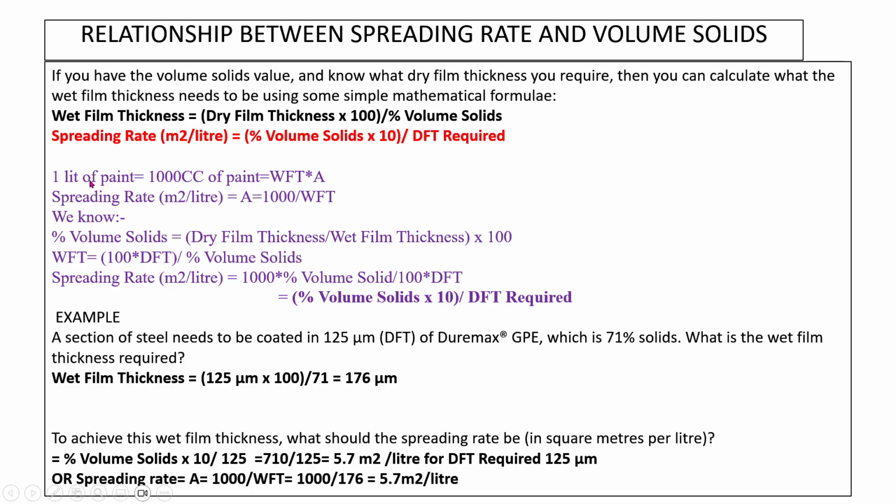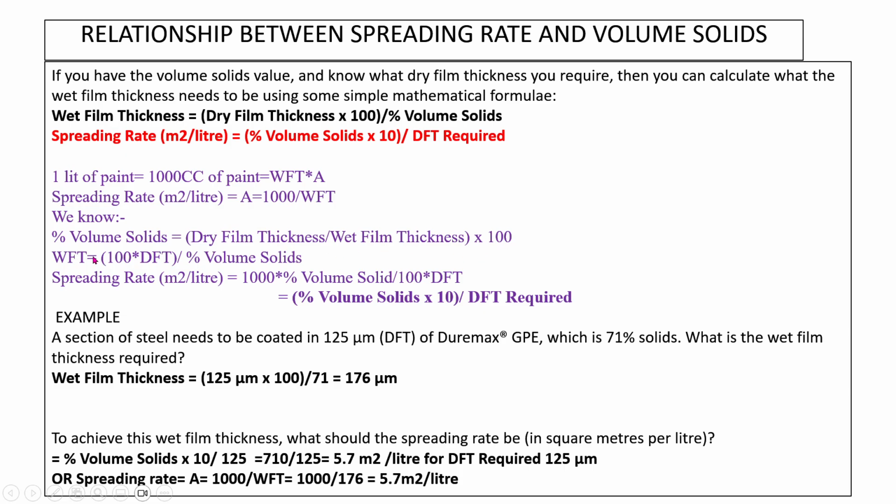1 liter of paint means 1000 cc of paint, that is the volume. WFT, wet film thickness, into area will give you the 1000 cc. So the spreading rate A is equal to 1000 divided by WFT. Volume solids is equal to dry film thickness divided by wet film thickness into 100.